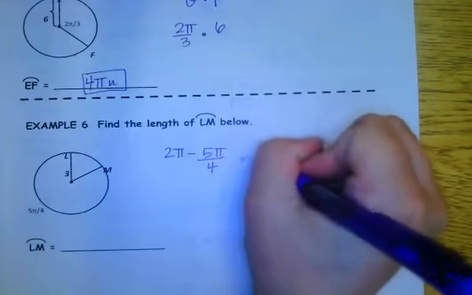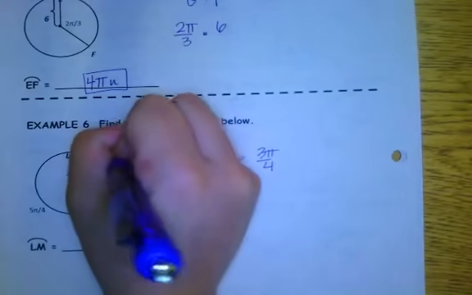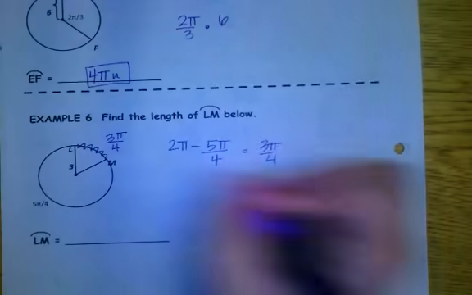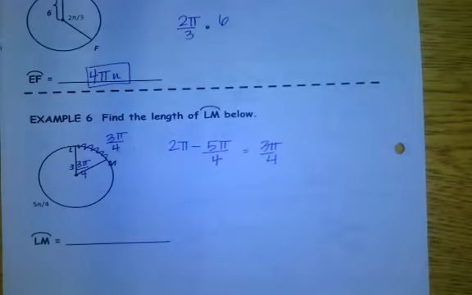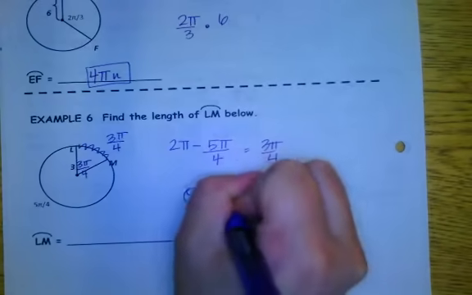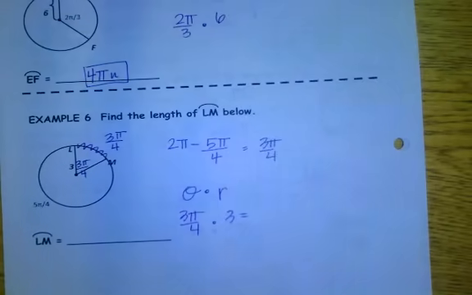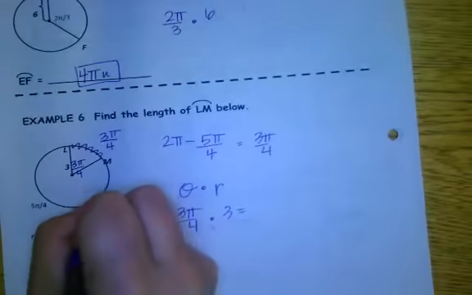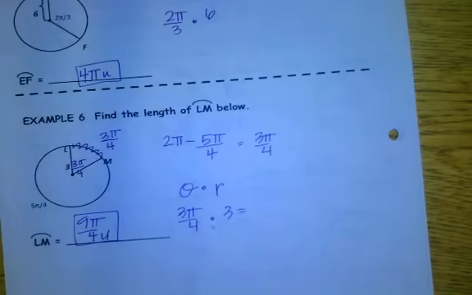So 3 pi over 4 is over here. Our central angle then is what? 3 pi over 4. Remember, your angles can be in radians or degrees. Okay, and so now how do I find the length of LM? It's that 3 pi over 4 times the radius, 3 over 1. So it's 9 pi divided by 4. Okay, 9 pi over 4.